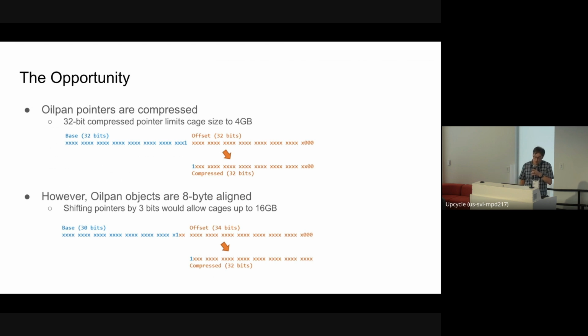However, we also know that Oilpan objects are always allocated on 8-byte boundaries. So what this means is that the bottom 3 bits are always 0. So instead of a 32-bit offset into the heap, we could be storing a 34-bit offset by increasing the shift from 1 bit to 3 bits.